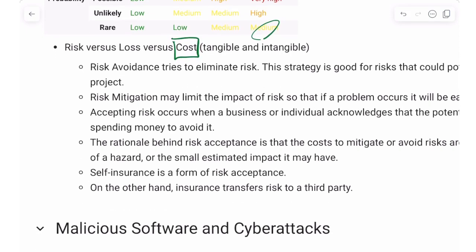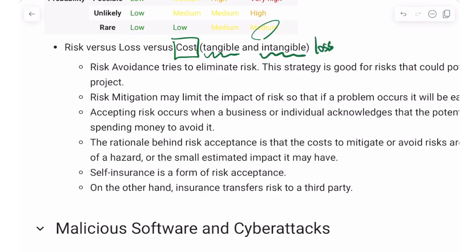Okay, so after you have such kind of risk, you have several different ways to deal with them, including spending money to solve such kind of risk. And here we talk about tangible and intangible. That means loss.